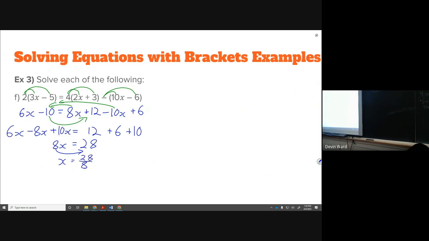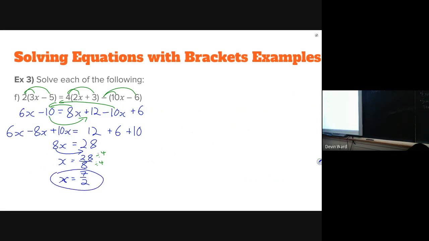Now, this won't divide into a perfect whole number. So what I can do is reduce it to lowest terms. Both of these are divisible by 4. If I divide our top and bottom by 4, we'll end up with x equals 7 over 2. Okay, so my final answer is x is 7 over 2.